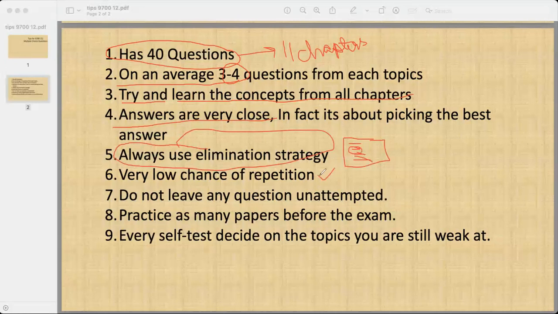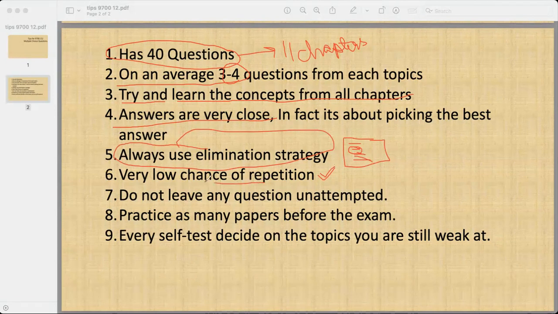There is very low chance of repetition from old papers. In fact, the repetition that can be there is that they might have the same diagram which has been used in past papers, and they might have a different question. So please do not think that if you've done many past papers and you've learnt all the questions from the past papers, you might be able to score, because they might have the same diagram and you'll assume the answer is D, but actually the question is asking something completely different.